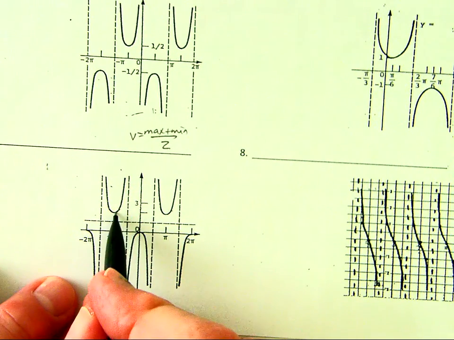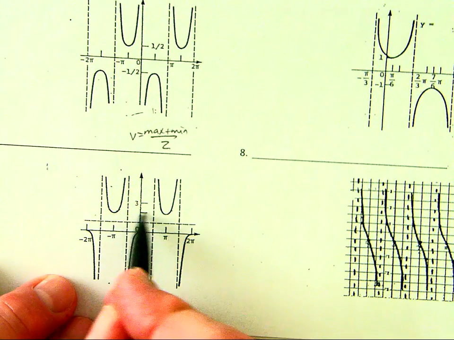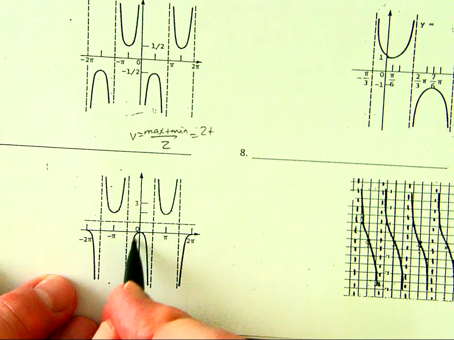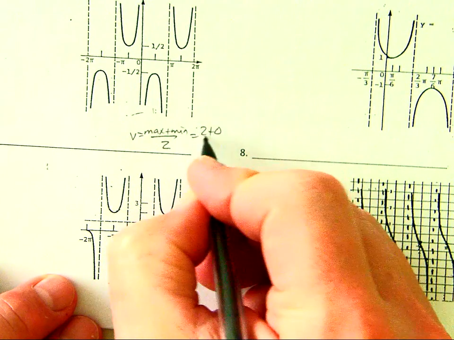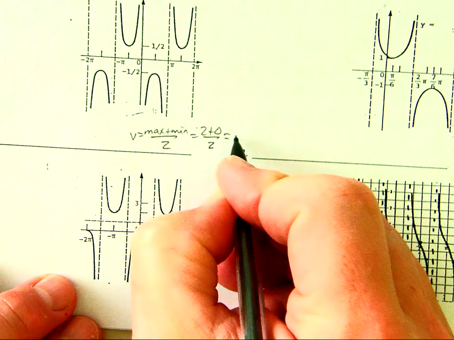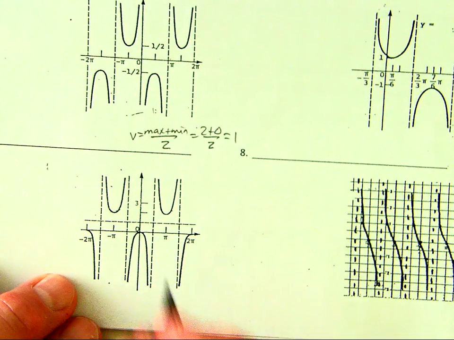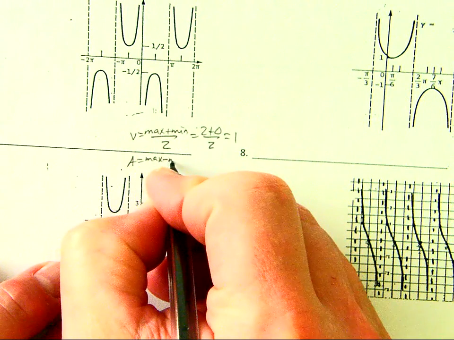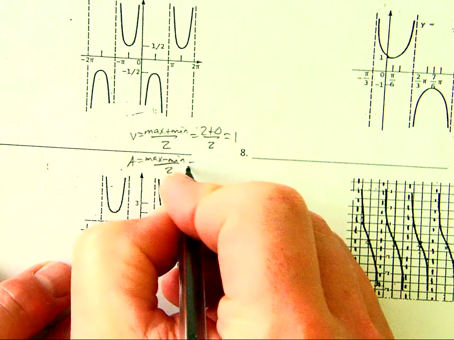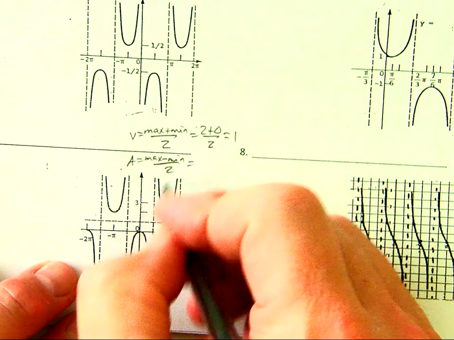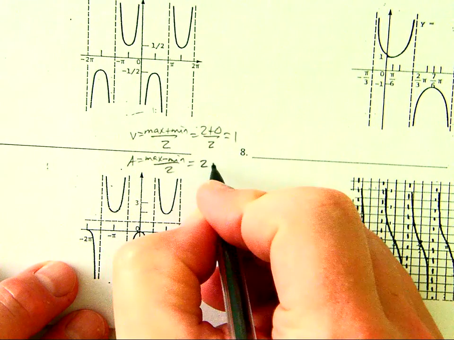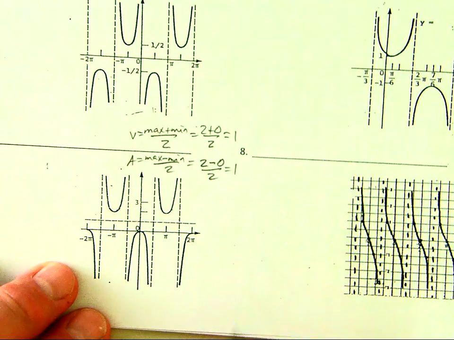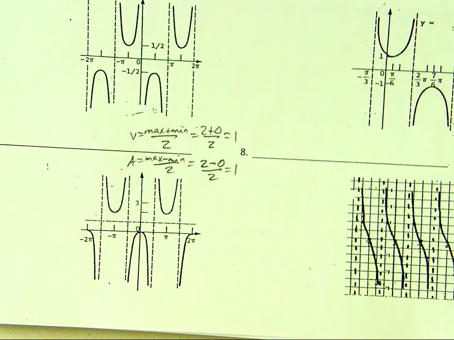Well, here our max is an up parabola. Well, there's an up parabola at 2. Our min is our down parabola. There's a down parabola at 0. So our vertical shift is 1. For our amplitude, we do max minus min divided by 2. So that's the same numbers. The up parabolas are 2. The down parabolas are 0. Only now we subtract, which still gives us 1. So we got those two things.